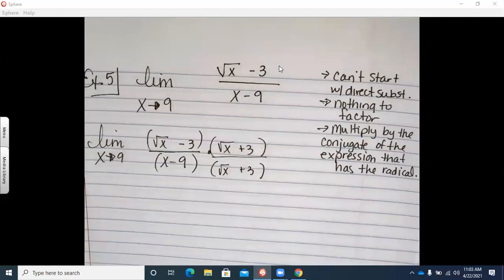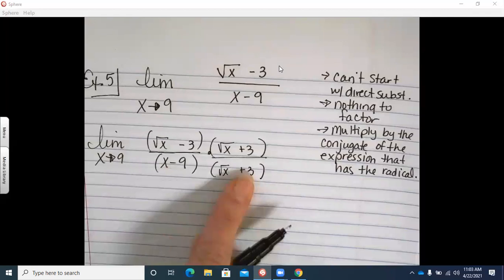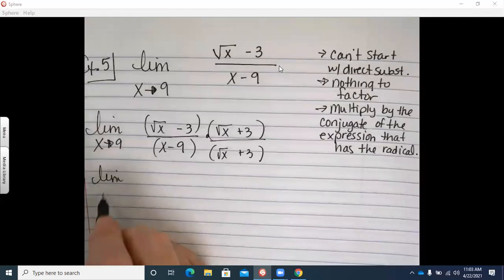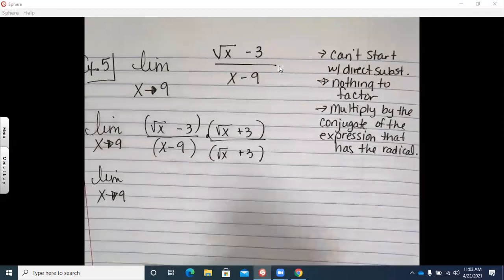Now, I still can't substitute in the 9 because that's going to give me a 0 here, and a 0 times anything is going to be 0, right? So I still can't do that. There's going to be a lot of distributing, so be careful. All right, what's the square root of x times the square root of x?